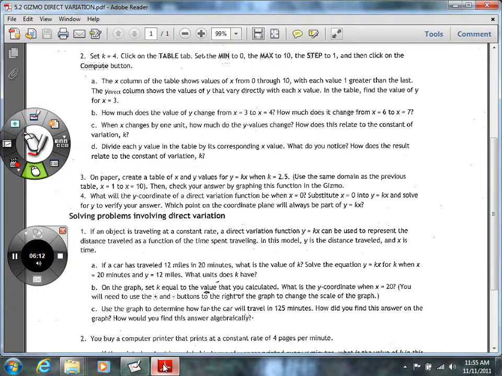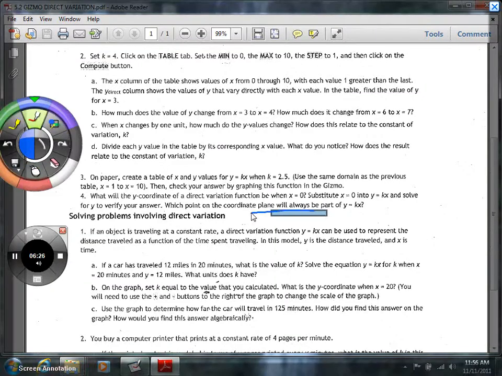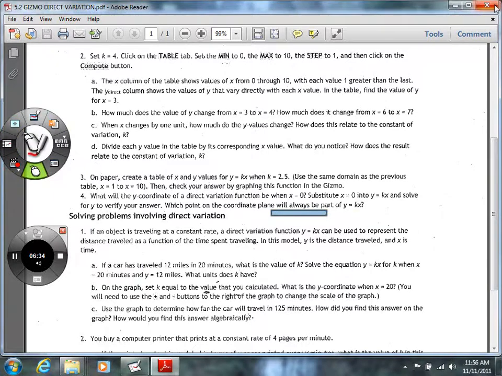Let's see, next part. Every time you plug in a 0, you should get 0. So which point on the coordinate plane would always be part of this? The answer that would always be part of the equation is 0, 0. All right. Moving on to the problems that we could solve.